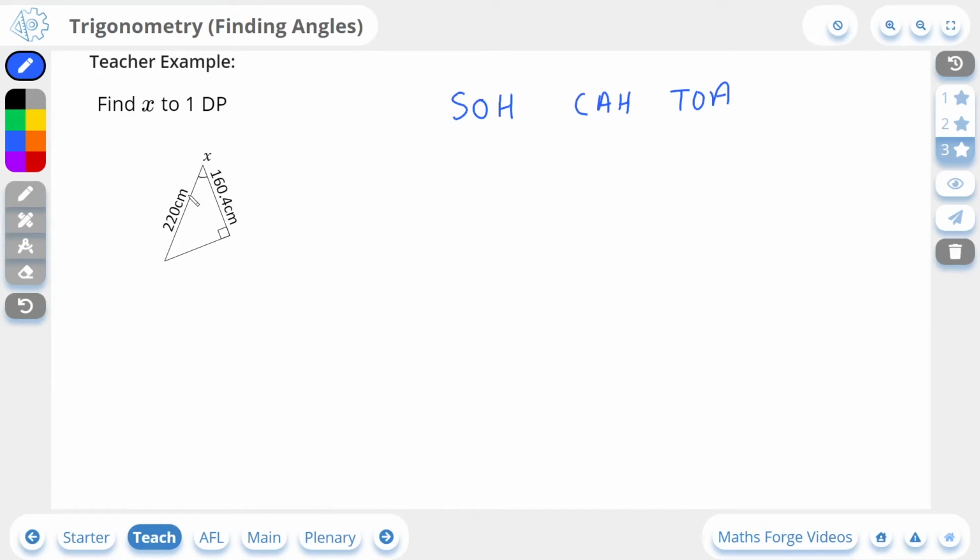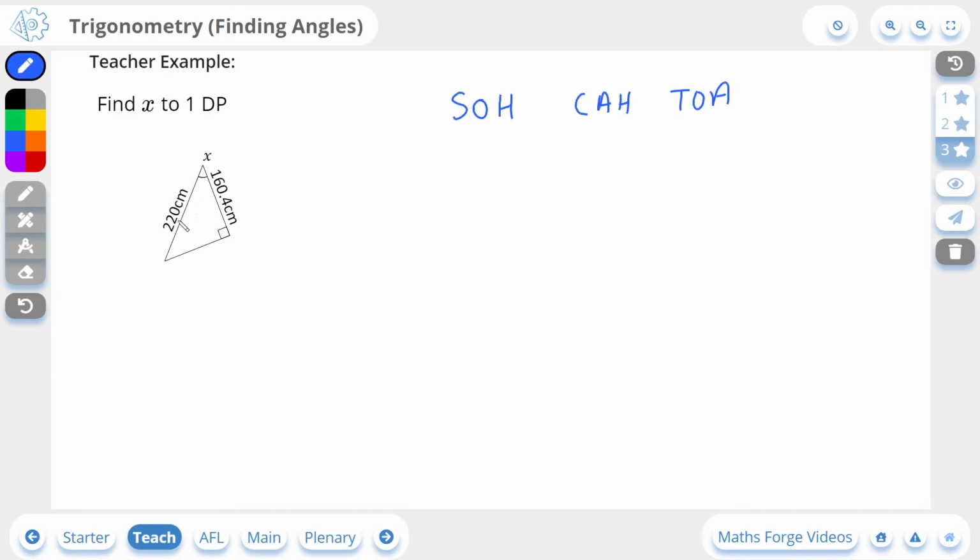So let's do a 3-star example. Here we're being asked to find x to 1 decimal place. And in this case, x is the angle. So the first thing that you do is you write out SOH CAH TOA. The second thing that you do is begin labeling your right angle triangle. So the side opposite the angle that we're dealing with, this x, is the opposite side. But since there is no number here, I'm not even going to label it.